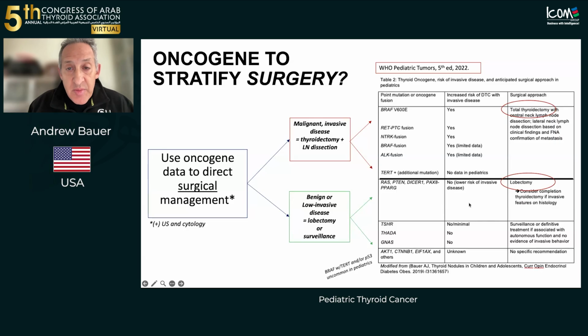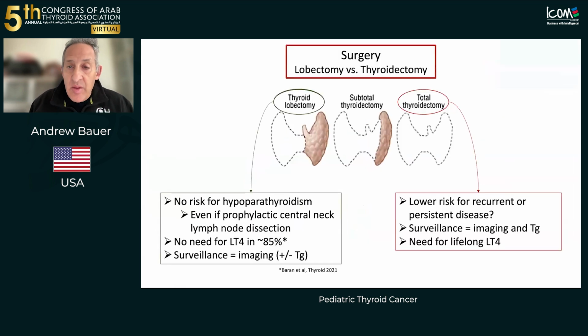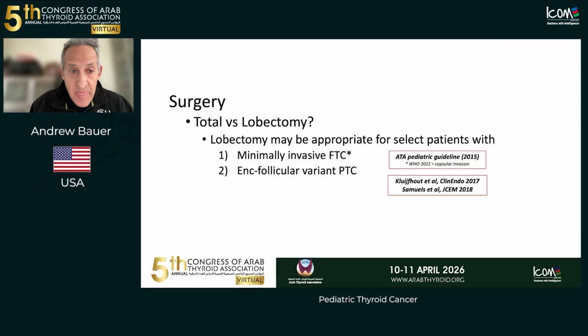So we can use this oncogenic information, along with the cytology, to decide if lobectomy is the best first approach. And this is from the pediatric chapter in the World Health Organization's fifth edition. Consider total thyroidectomy, not that every patient needs it, but at least consider it for patients that have cytology suspicious for or consistent with malignancy and an oncogenic driver, which supports an increased risk for invasive disease. The benefits of lobectomy in pediatrics are quite high: to reduce surgical complications and likely reduce the need for lifelong levothyroxine therapy.